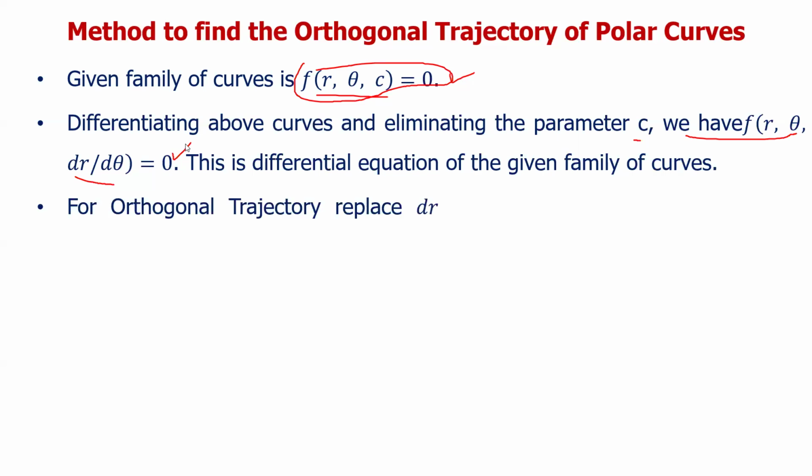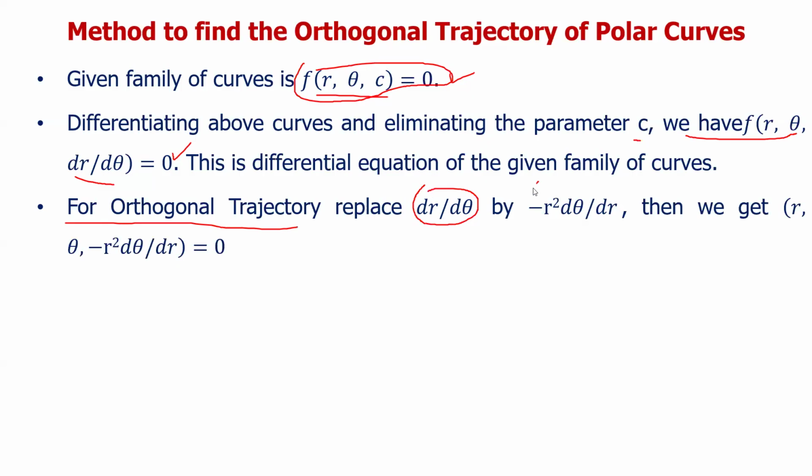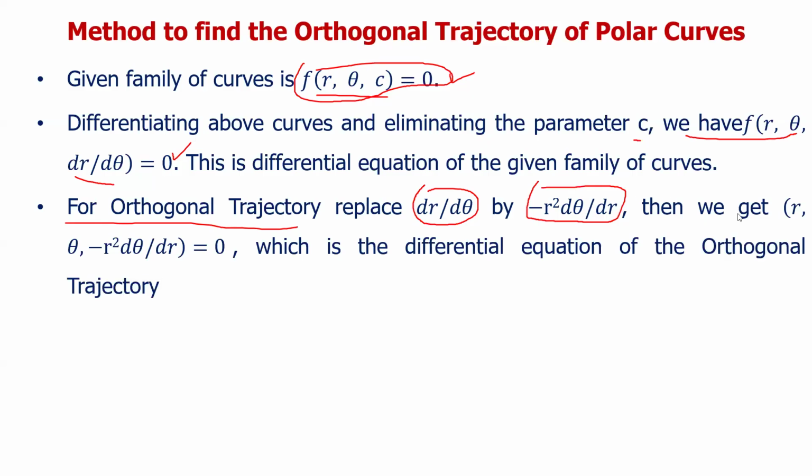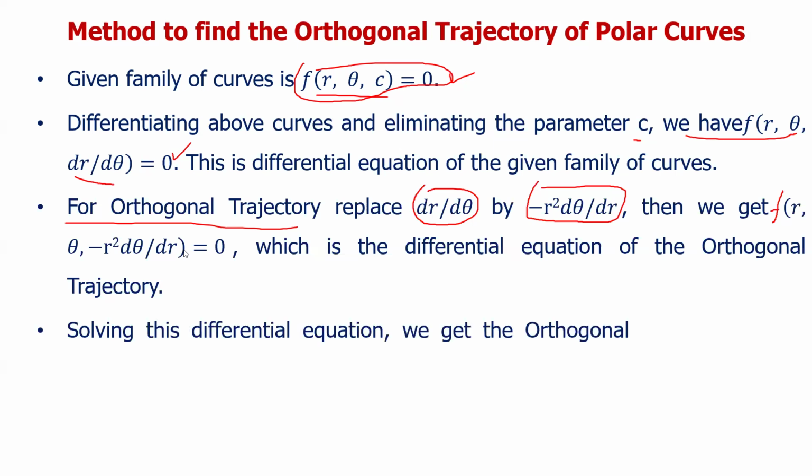Now, in the next step, for finding the orthogonal trajectory, we replace dr/dtheta by minus r square dtheta/dr. Then we get the differential equation f of r, theta, minus r square dtheta/dr, equal to 0, which is the differential equation of the orthogonal trajectory. Then solving this differential equation, we get the orthogonal trajectory of the given family of curves.